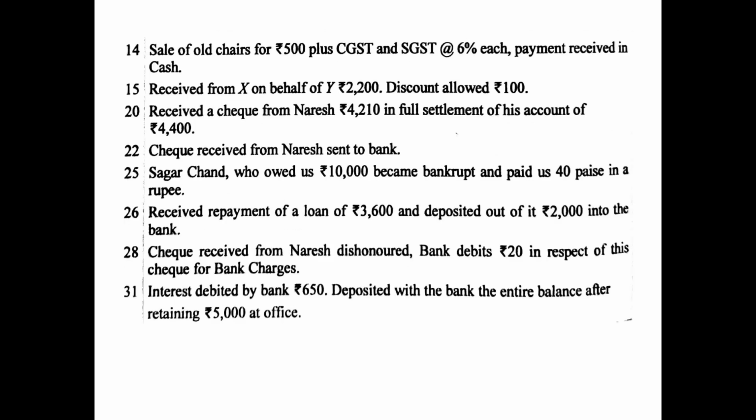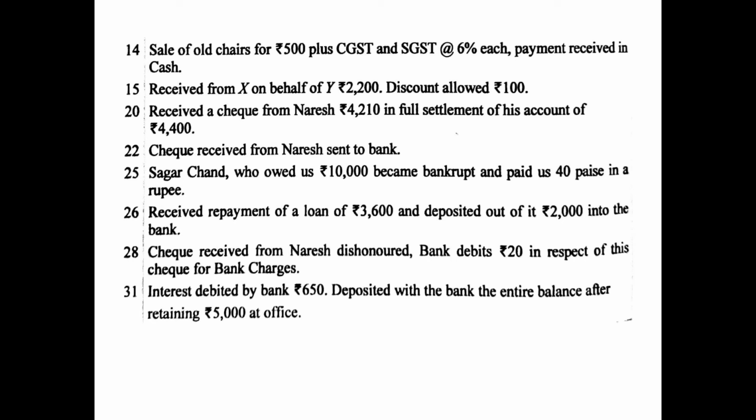Moving ahead, May 14th, sale of old chairs for 500 plus CGST and SGST 6% each. Payment is received in cash. Now that means you are selling the old chair or old furniture, and what you are receiving, 500 rupees you are receiving, and in addition to this you are receiving 6% CGST and 6% SGST because it is saying 6% each.